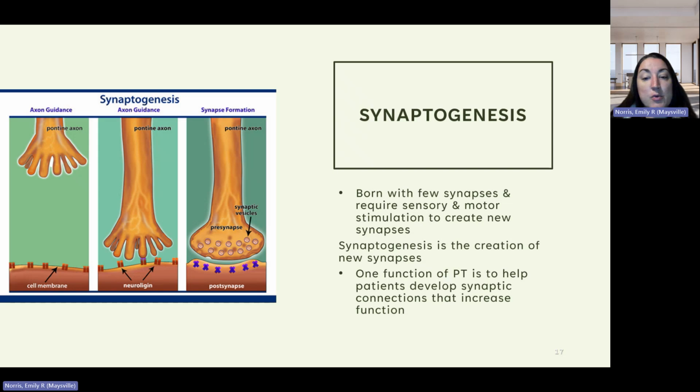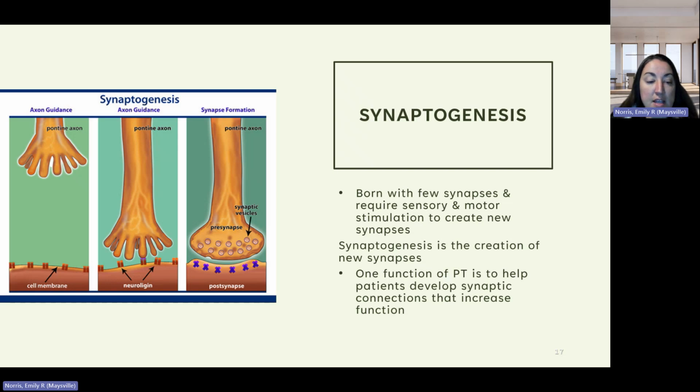Synaptogenesis is the creation of new synapses. So we're actually born with very few synapses, and we have to be stimulated, so sensory and motor stimulation, in order to create new synapses. So one function of PT is to help patients develop synaptic connections that increase function.